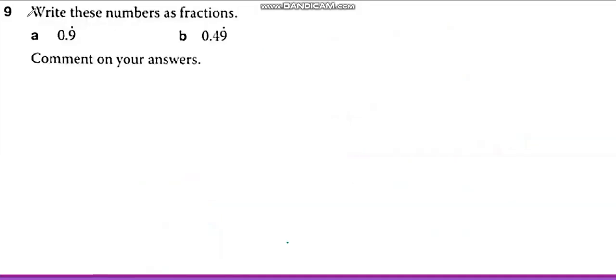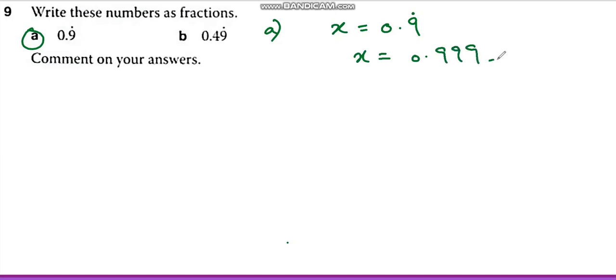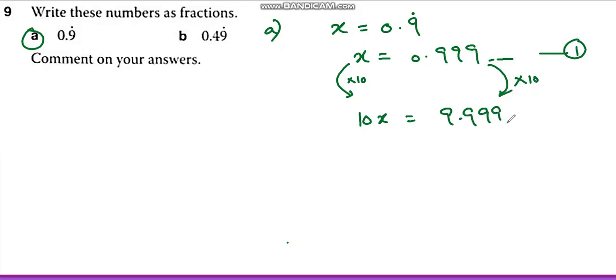In question number 9, they want us to write these numbers as fractions. It's very easy to write down both numbers. First of all, let's do a part, and let's assume it as equals to x. So here 9 is being repeated, so we can also write it as 0.999 and up to so on. Now we can multiply both sides by 10, because this will make it easy to subtract the decimal part of equation number 1 from equation 2. So it will be 10x equals 9.999 and up to so on.